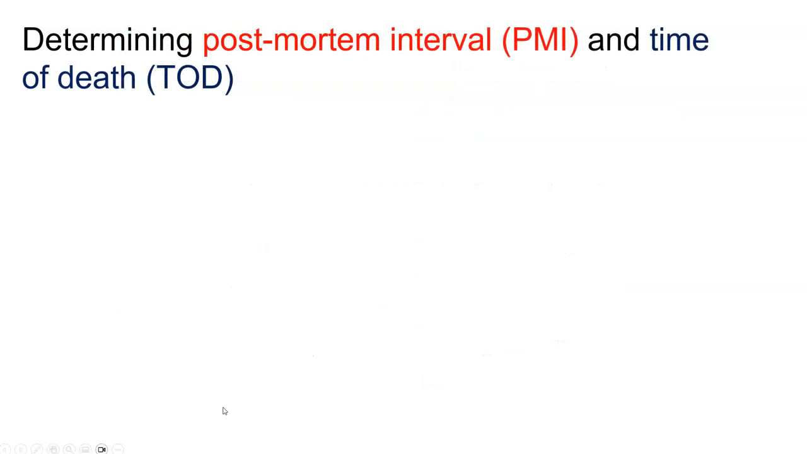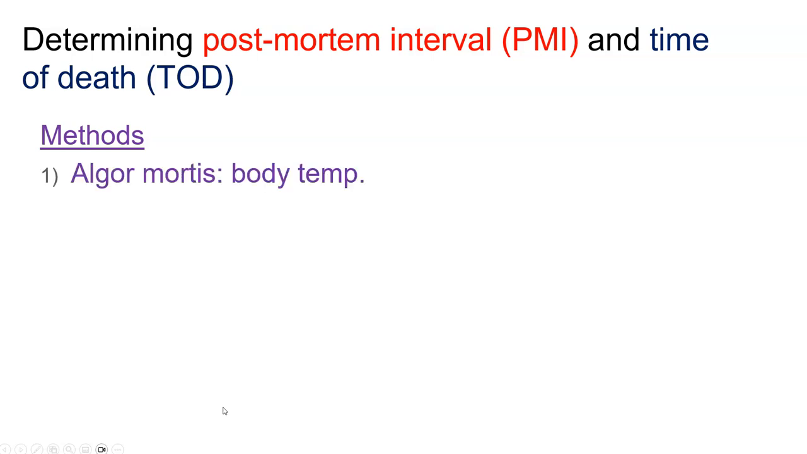Okay, the last thing we're going to talk about is determining post-mortem interval. Essentially, how long has a person been dead? We'll talk about time of death a little bit later. We're going to focus on post-mortem interval, or PMI, first. There are a couple different methods. One is using body temperature, which we're going to talk about today.